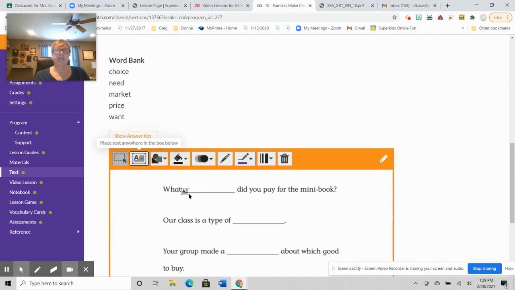Well, I'm going to say that I believe the word is price, okay? Because that's the first thing I know that I like to look at before I purchase something. What price did you pay for the mini book?